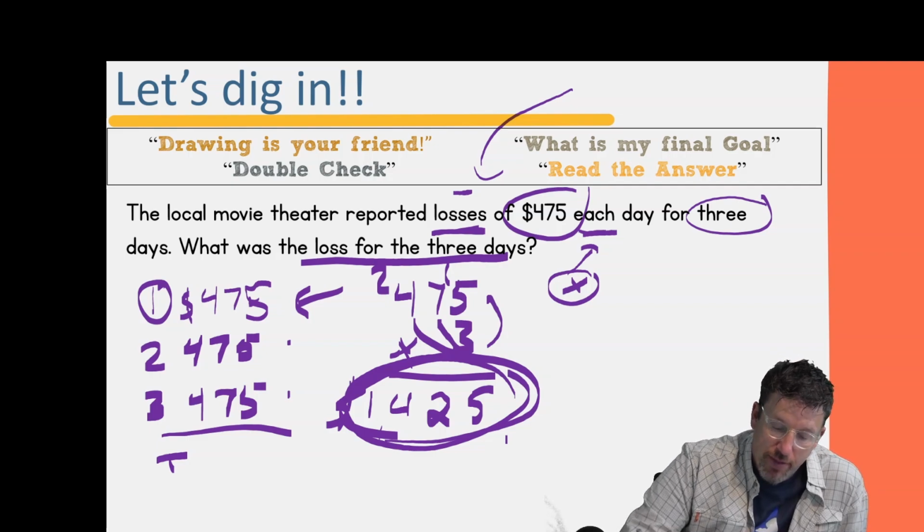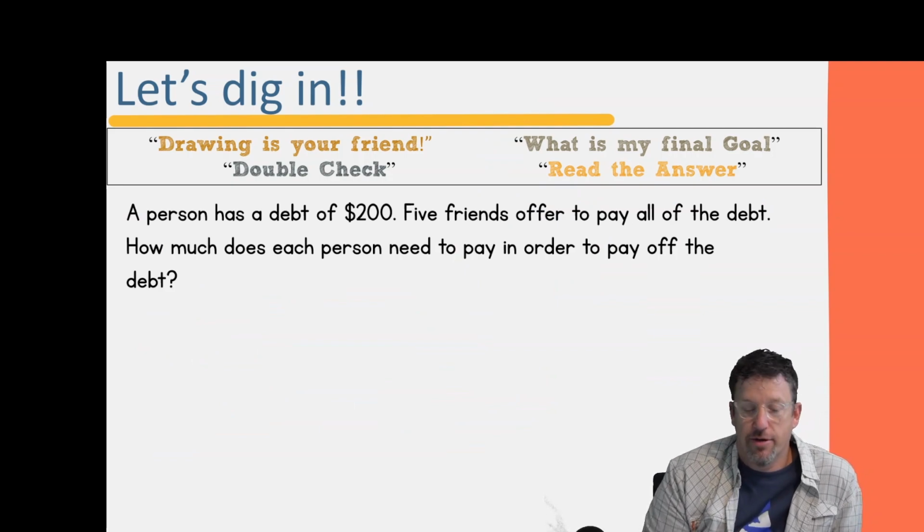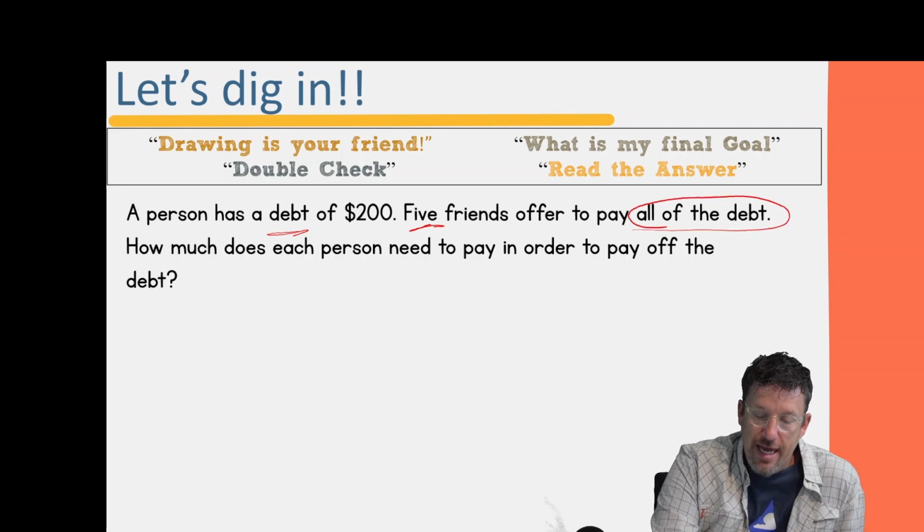I'm going to switch over to a pen to make my writing a little bit smaller. A person has a debt of $200. And ask yourself if you know what debt means. That means they're in the hole or they owe $200. So these 5 friends, well, we got a number, 5 friends offer to pay all of the debt. How much does each person need to pay in order to pay off the debt?